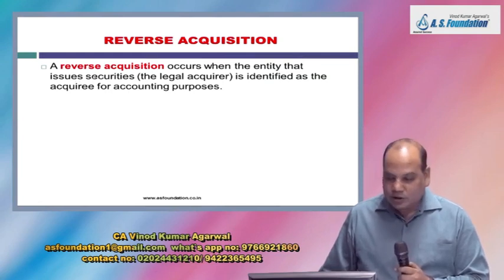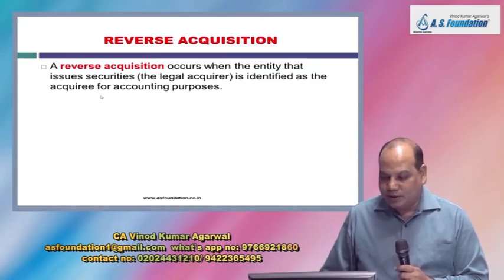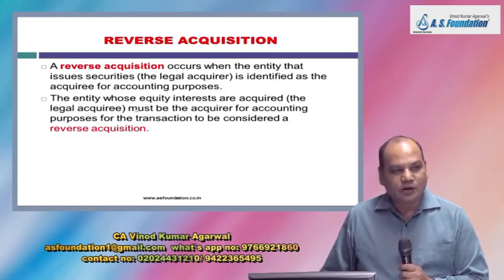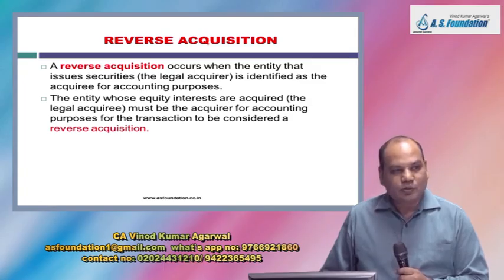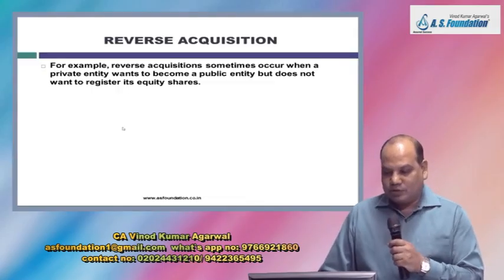First line. A reverse acquisition occurs when the entity that issues security is identified as acquiree for accounting purpose. The entity whose equity interests are acquired, that is legal acquiree, must be the acquirer for accounting purpose for the transaction to be called a reverse acquisition.